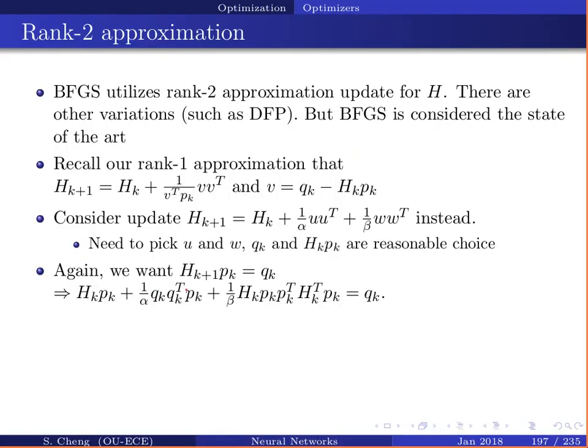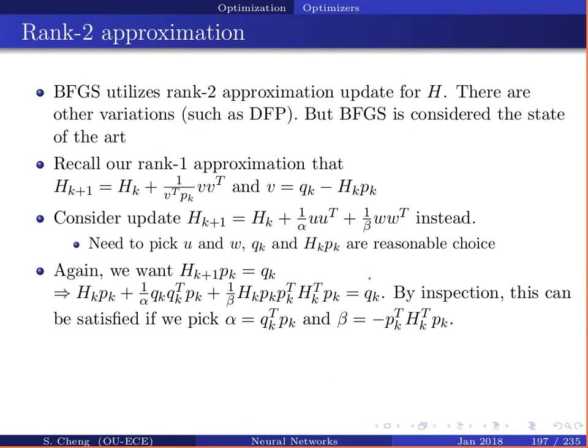I have H_{k+1} plus 1 over alpha, and U, let's say it's Q_k times Q_k transpose, and 1 over beta times H_k p_k times p_k transpose H_k transpose. Now again, I need to satisfy the secant equation from earlier. So I multiply the whole thing by p_k here, and I want this to equal Q_k.